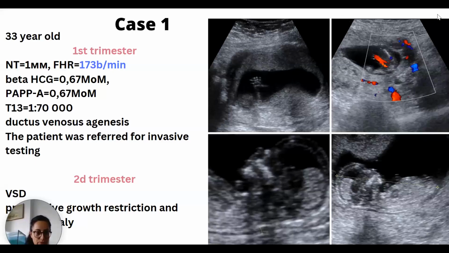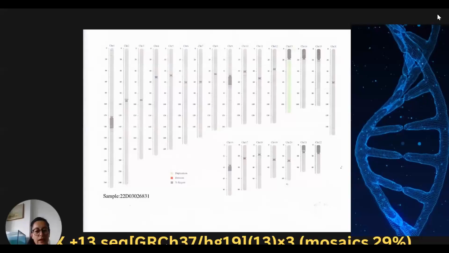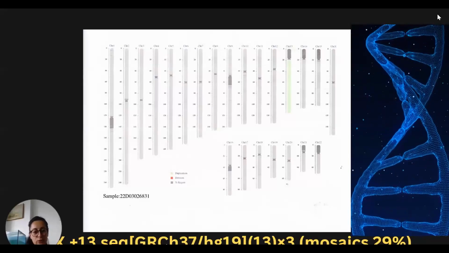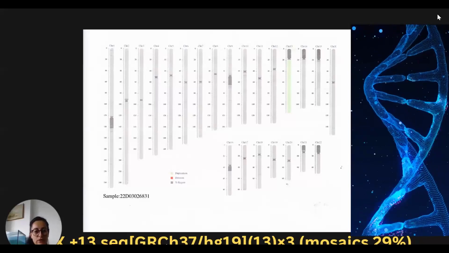Nothing special from the first trimester except for the ductus venosus agenesis. Patient was offered and she declined invasive testing in the first trimester. However, in the second trimester, we have seen VSD, progressive growth restriction, and microcephaly. We offered invasive testing, she accepted it, and the test revealed 29% mosaics of trisomy 13.